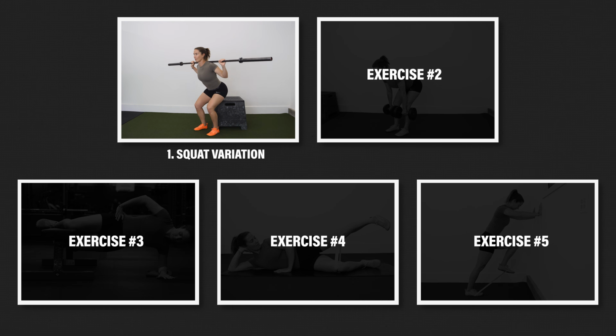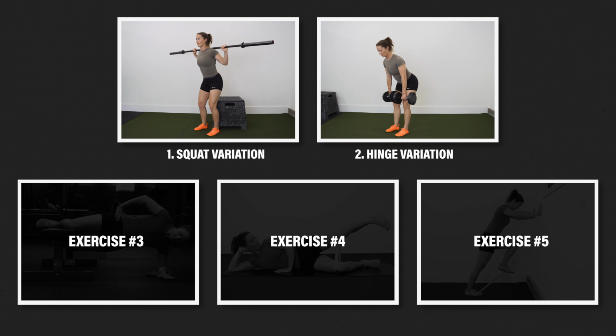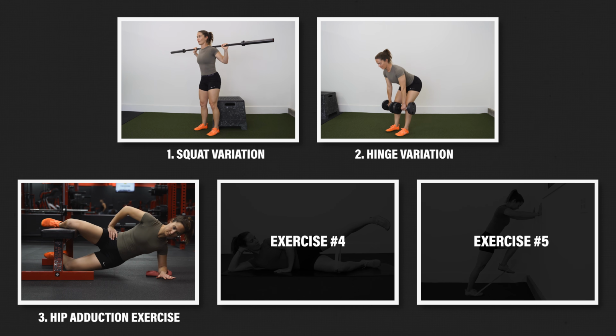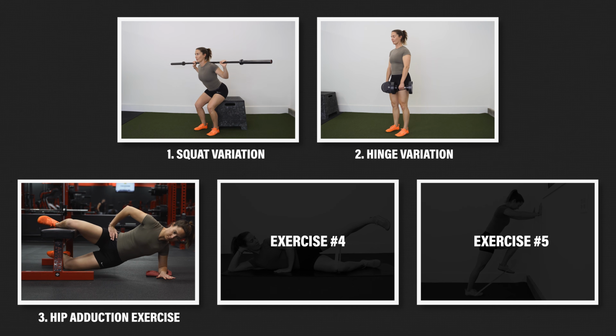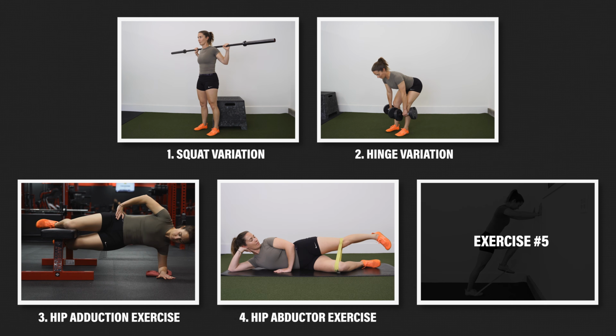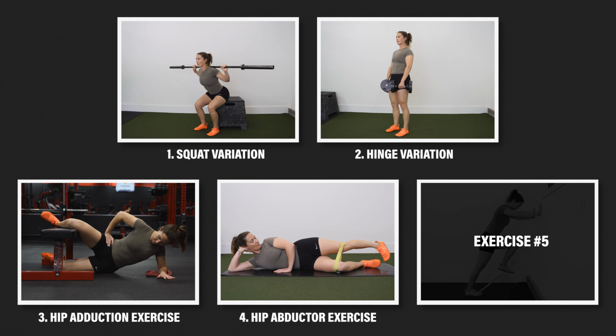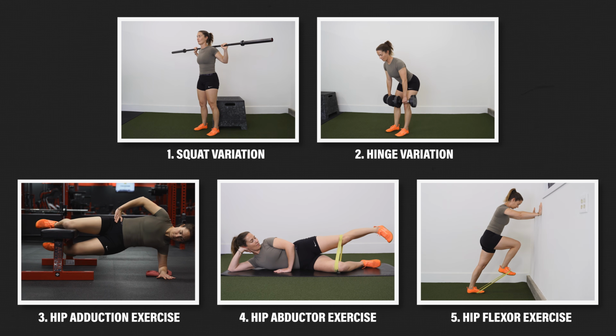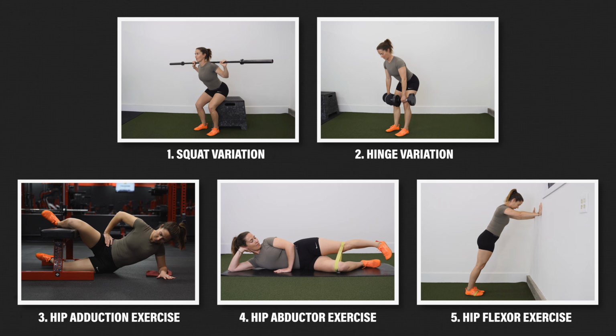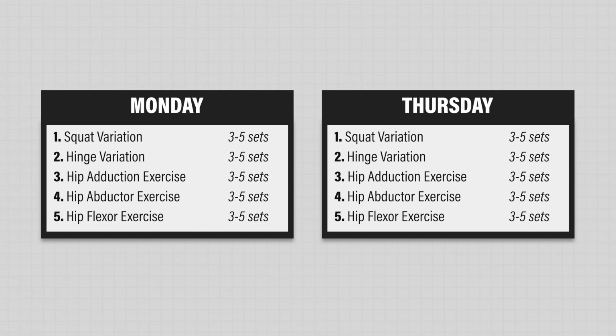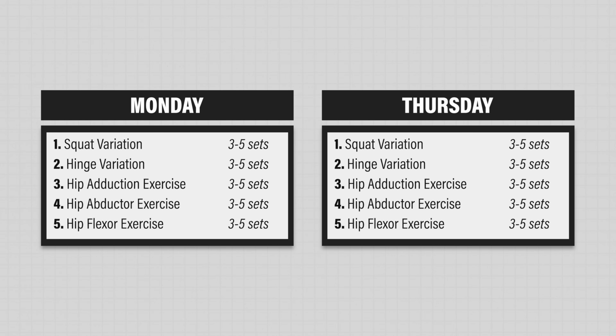Exercise 1, squat variation. Exercise 2, hinge variation. Exercise 3, hip adduction exercise. Exercise 4, hip abductor exercise. And exercise 5, hip flexor exercise. You can simply repeat the same exercises 2 to 3 times per week, progressing as tolerated, or you can vary them slightly.